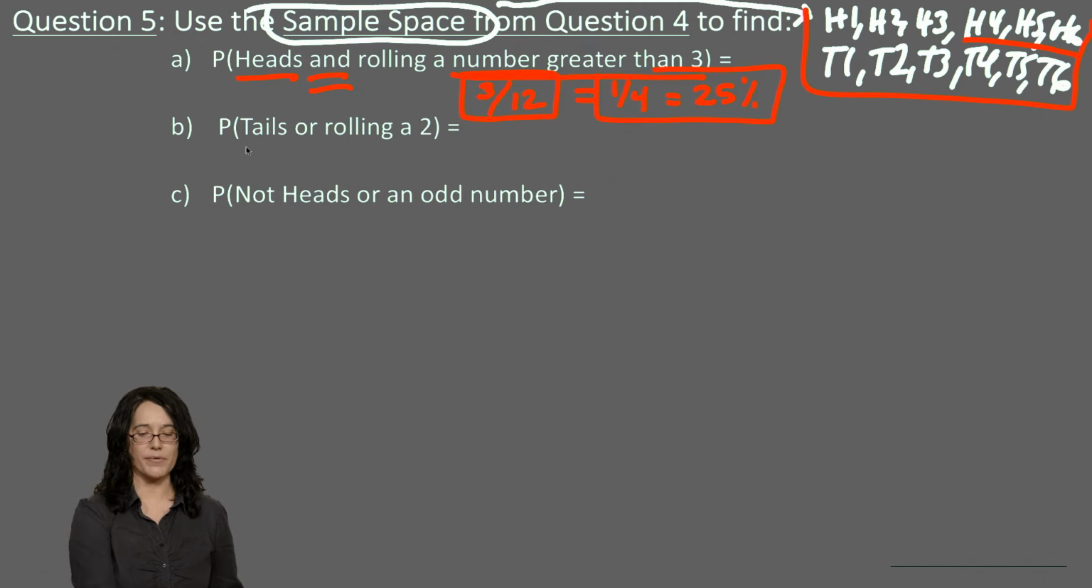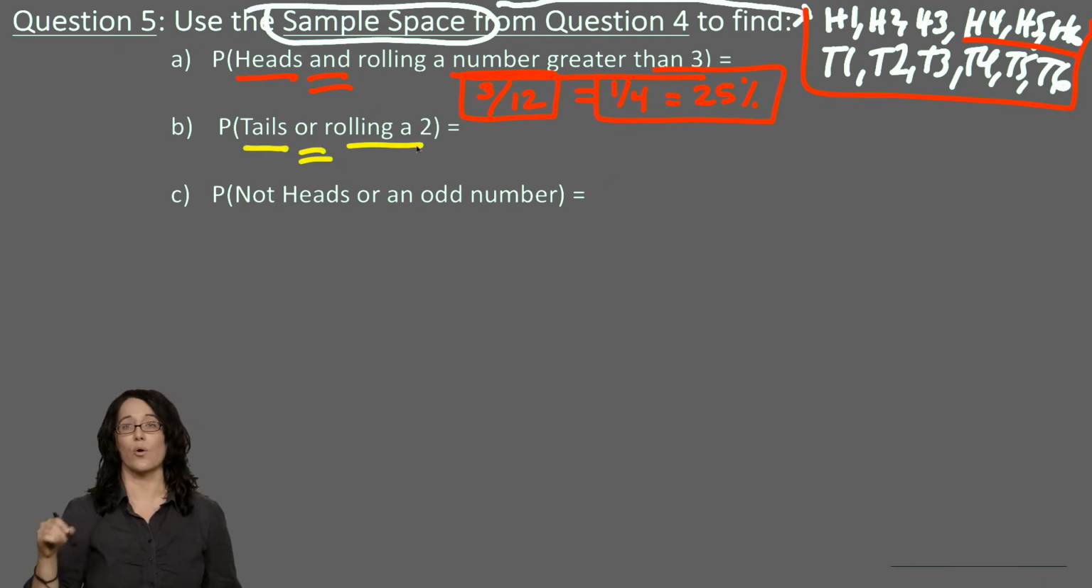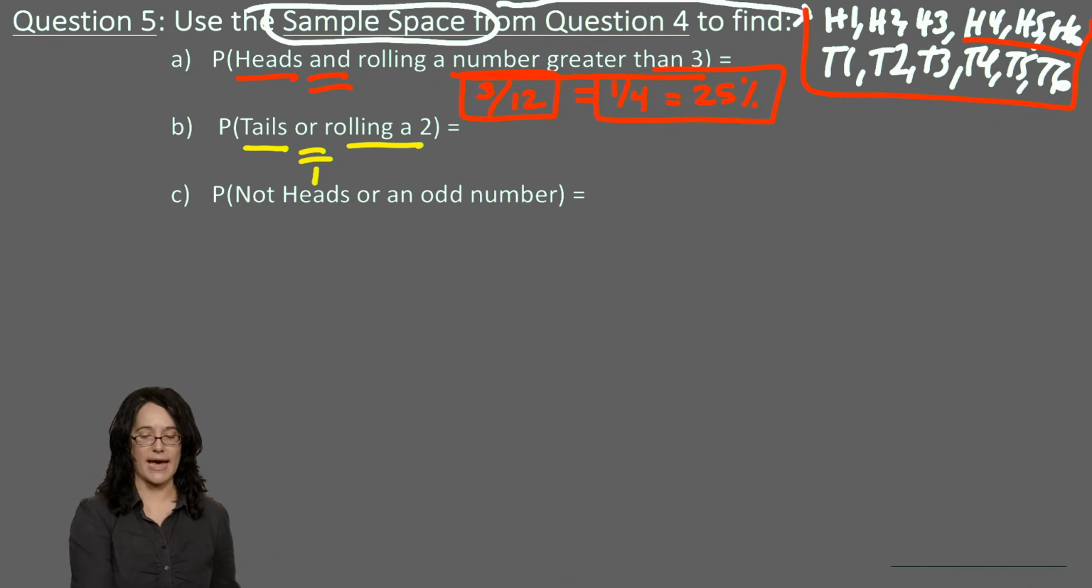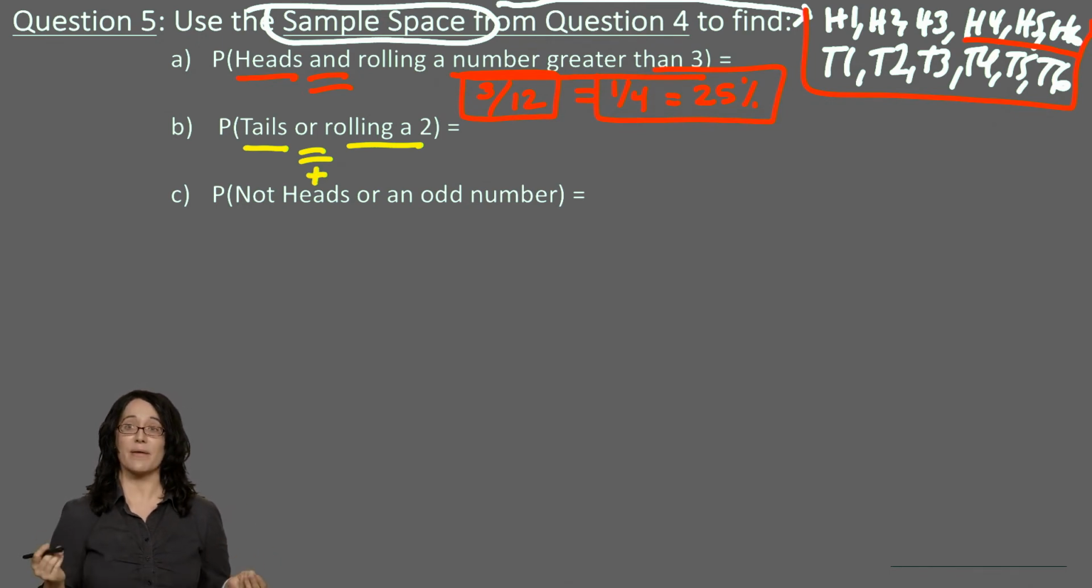It says find the probability of getting a tails or rolling a 2. Tails or rolling a 2. Now notice here it wasn't and. And was where we looked for both of those things happening together. With or here, remember that means we add, right? So add but subtract if we've overlapped. So let's take a look here.